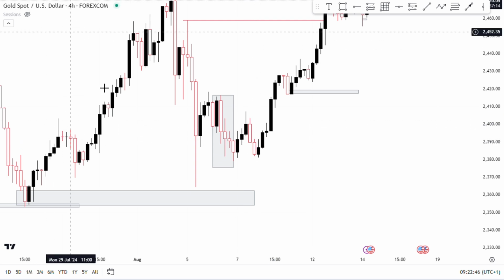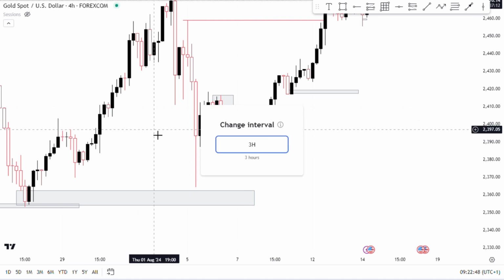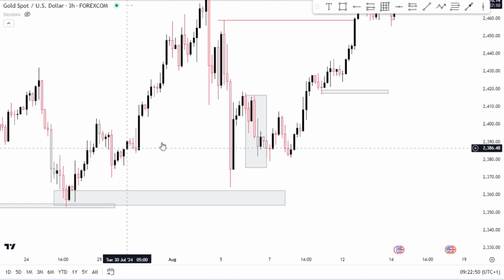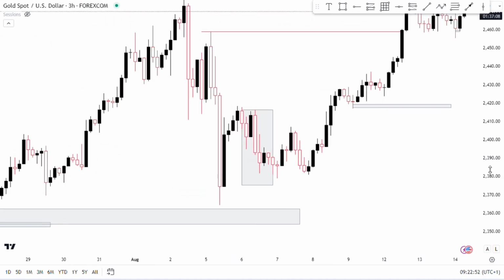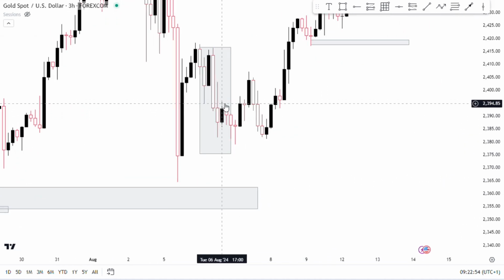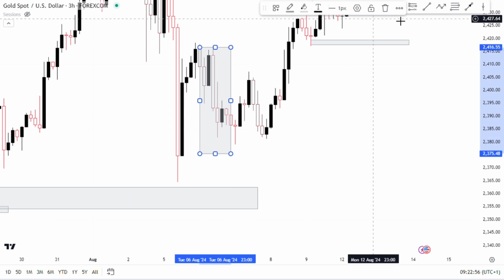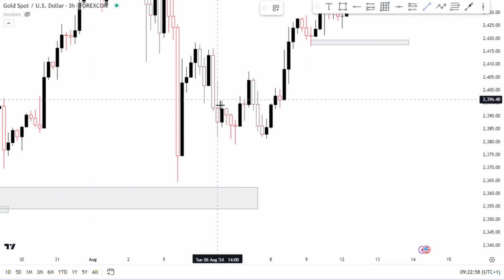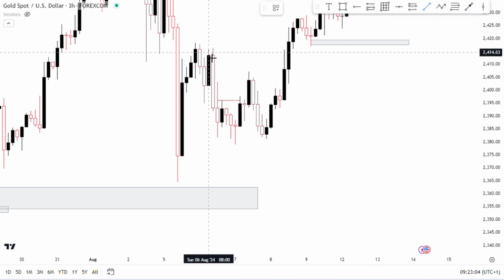So we are on the 4 hour time frame. Let's move down to the 3 hour time frame. So on the 3-hour time frame right now, you have to see this eye. This is the first eye you are seeing. This eye right here, this is the first eye. Can you see right there? This is the first eye, and then this is the second eye.